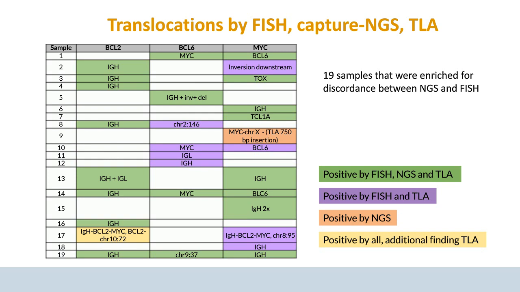But the purple ones that we see here, we were not able to capture with NGS, but we did get a signal with TLA, and we got the right signal. There's one sample that was only positive for NGS, and the reason was that there was a tiny little insertion with a nick from chromosome X, so it's hard to call it a translocation. But if we look back in TLA, we could find it, but it didn't automatically call it because you don't see it in the bumps, so to say.